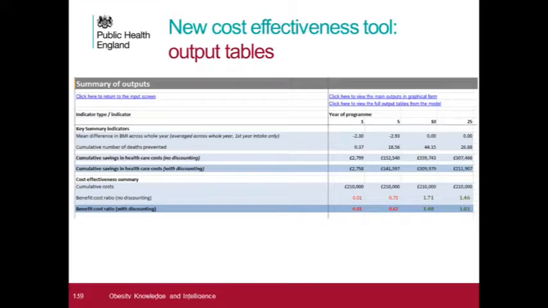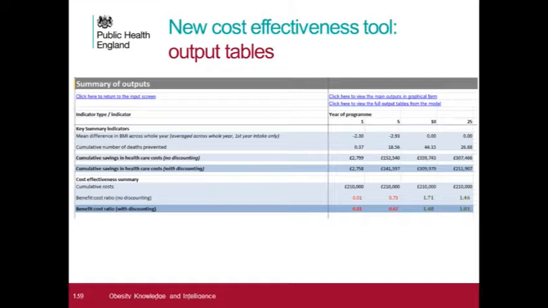There's a simple output table, which you probably can't really read, but on the bottom line is just a cost-benefit ratio with and without discounting. You've got some red numbers, it's not broken even in the first year, it's not broken even by the 5th year, but by the 10th year, it's saving about 48% more than it's actually costing.